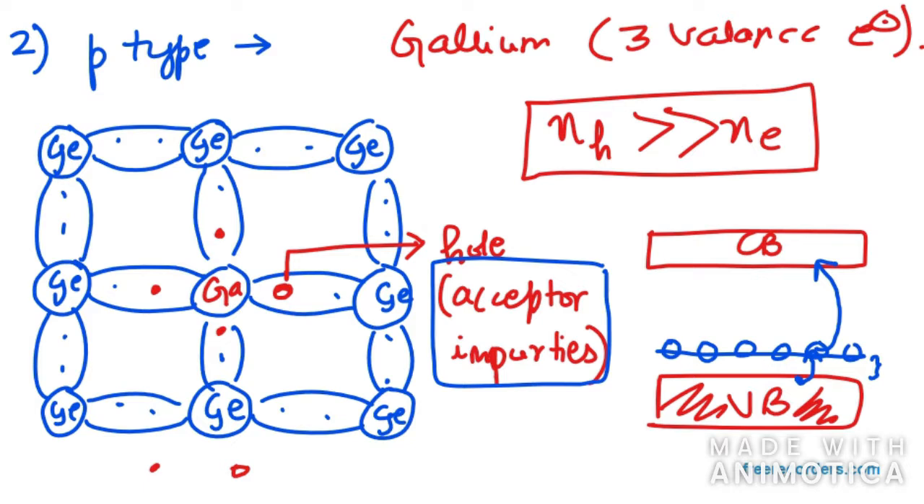In n-type, remember that we need to add a pentavalent impurity, and in p-type, remember that we need to add a trivalent impurity. And one more thing is important, that in n-type we have number of electrons more as compared to the number of holes, and in p-type we have more number of holes than number of electrons. So that's today's lecture.